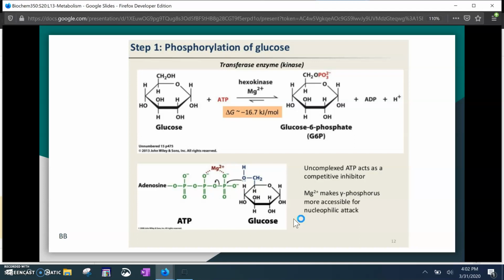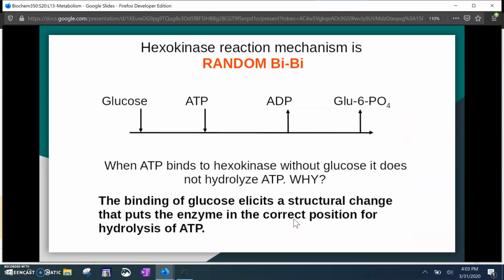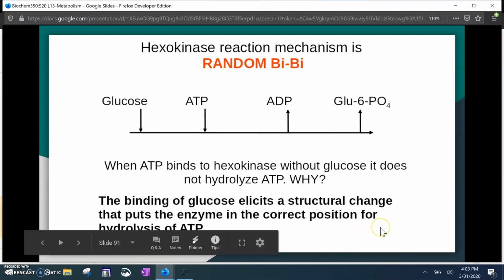But all we're interested in really is that hexokinase is an enzyme that transfers phosphate groups. The reaction mechanism is called a random bi-bi. You can remember when we talked about enzyme kinetics how this works. It means that both of them have to come onto the enzyme. So first glucose comes on, then the ATP comes on, then the reaction happens, the ADP goes away, and the glucose 6-phosphate is created. The ATP binds to the hexokinase without glucose, but it is not hydrolyzed. The reason for that is it needs both of them. The binding of glucose elicits a structural change that puts the enzyme in the correct position for the hydrolysis of the ATP.